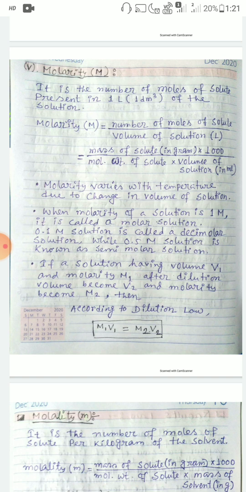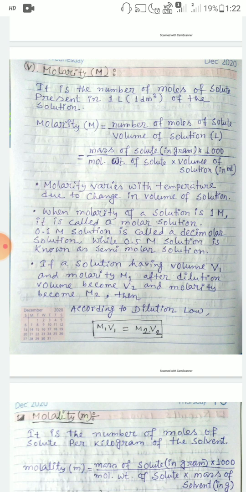Now, important methods of representation of concentration are molarity, and you have to read molality and normality. These are important at this level. So, molarity. What is molarity? It is represented by capital M. It is the number of moles of solute present in 1 liter, that is 1 decimeter cube, or 1000 cc, or 1000 ml of the solution. So molarity is equal to the number of moles of solute divided by the volume of the solution in liters, or you can also represent it in 1000 ml.